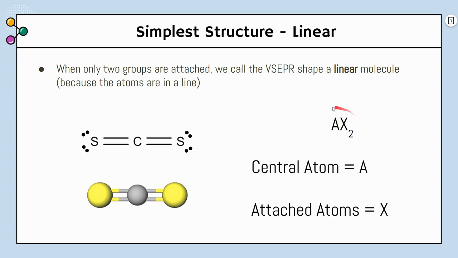We actually have a format, which we call the AXE formula, for saying what kind of shape this is. The A in this case represents the center atom, carbon, and these two X's represent the two atoms attached to carbon. And we call this linear because these molecules are in a line.